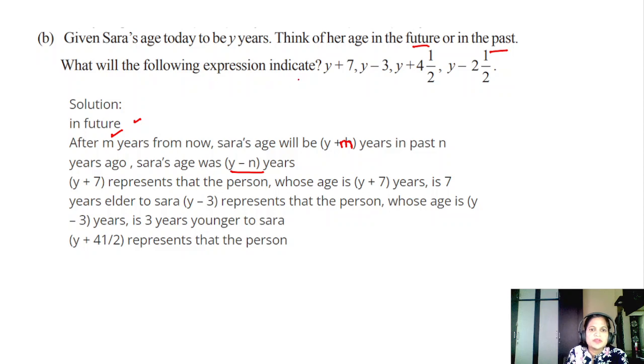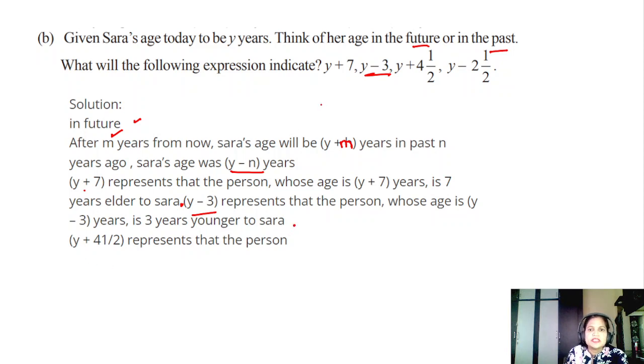What will the following expressions indicate? Y plus 7 represents that the person whose age is y plus 7 years is 7 years elder to Sarah. Then y minus 3 represents that the person whose age is y minus 3 years is 3 years younger to Sarah.